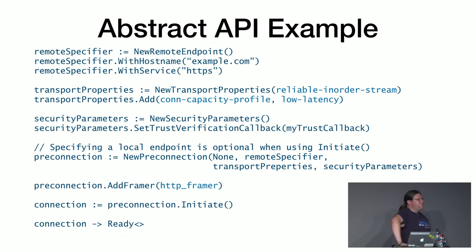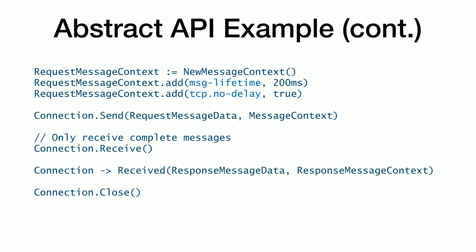The connection object then sends you an event saying, oh, I'm ready, the connection is set up. And then you can send your messages. You generate a new message context and configure it: you want a lifetime of 200 milliseconds and TCP no-delay if TCP is used. If not, you don't get it. And then you have the connection and can send it further.